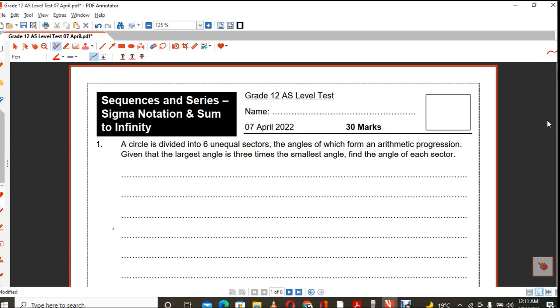So it says a circle is divided into 6 unequal sectors, the angles of which form an arithmetic progression. Right, so let's look at what that is. So we know that we have got an arithmetic progression. So with 6 unequal sectors, I'm going to have term 1 plus term 2 all the way up to term 6. And that should give me 360 degrees.